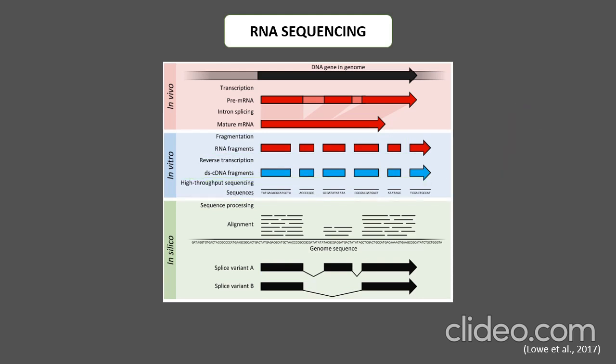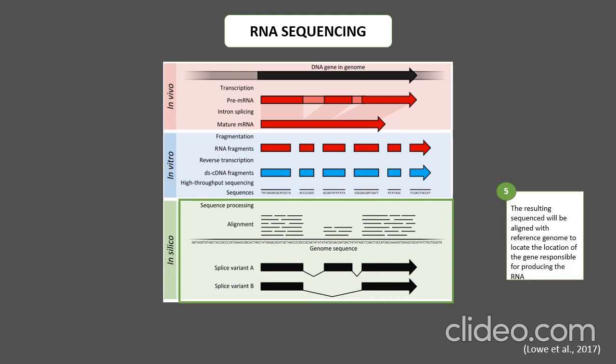Once the sequencing is done, the shorter fragments of complementary DNA will be aligned with a reference genome to locate and determine the specific position of each complementary DNA.